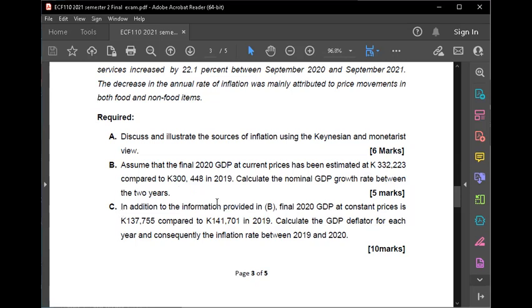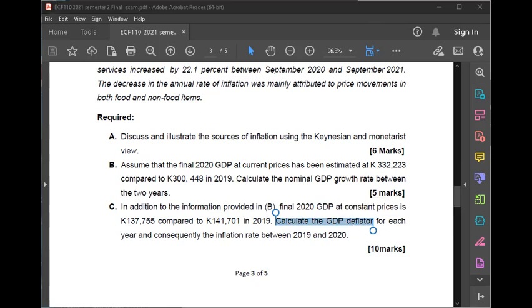Then the next one says, in addition to the information provided in B, the final GDP, now it says at constant prices, this is real GDP, compared to 141 in 2019. It says calculate the deflator. I think we're just remaining with 15 minutes. I'll show you how to calculate the deflator. So it says calculate the deflator and consequently the inflation rate. So in the next class, let me just talk about how you calculate this deflator and the CPI. I think then we can be done. All right. So let me cancel it and send it.